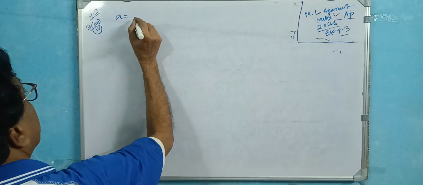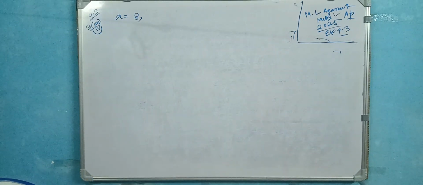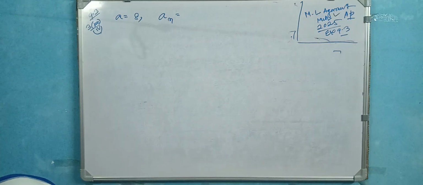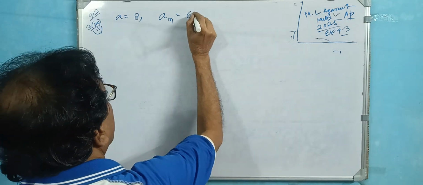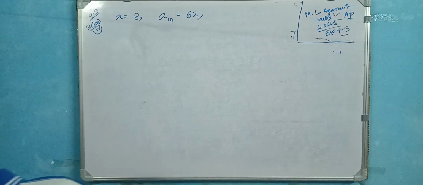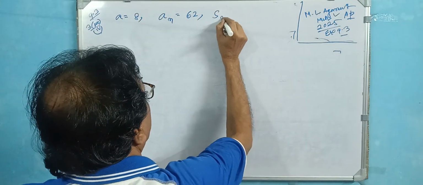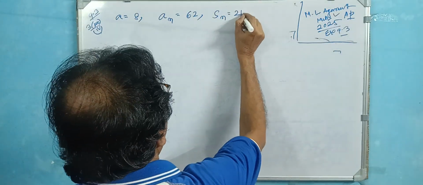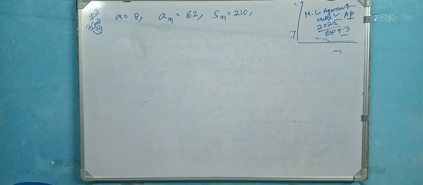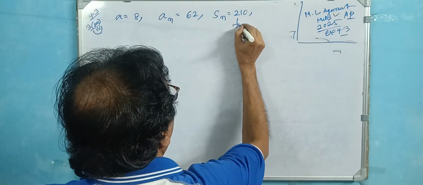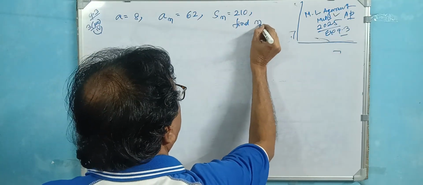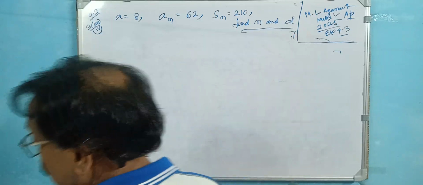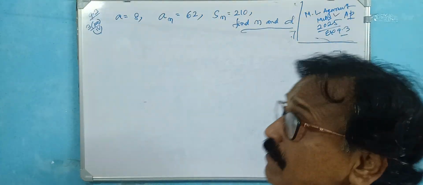Now, the one sum, this is sum number 4. A is 8. AN is 62. Very good sum. SN is 210. Find N and D. Okay, clear?